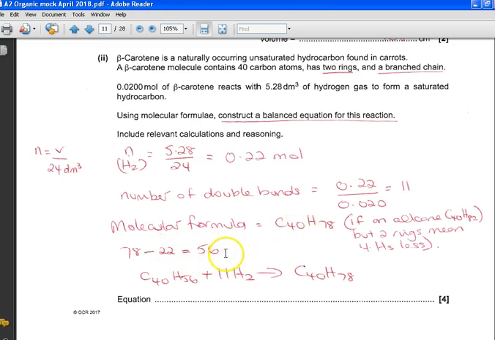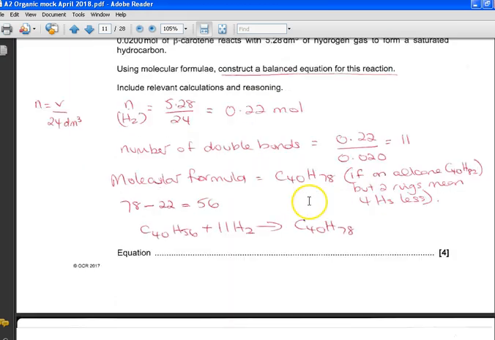minus 22 is 56. So that means your starting beta carotene must have a molecular formula of C40H56, and you're adding in 11 moles of hydrogen, and that gives us C40H78, and that's your equation. That's what you're asked for. So you need to show these 2 little bit more complex pieces of information to get the second 2 marks, and that's what enables the exam board to differentiate between the higher level student and the student who can just calculate moles. Okay.